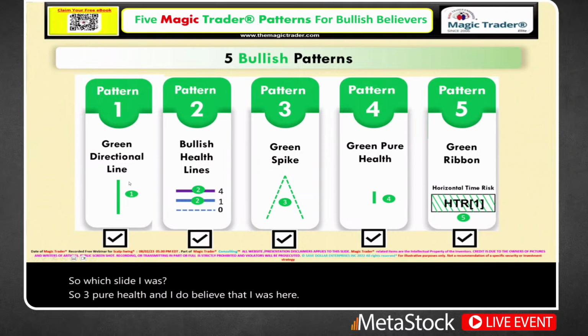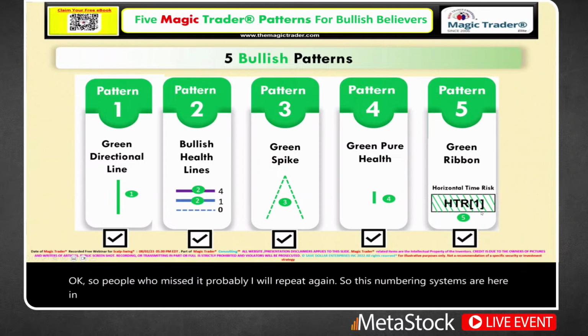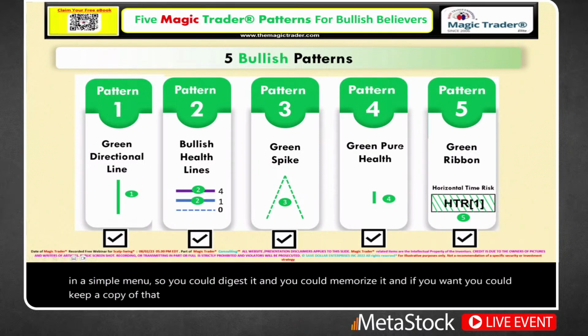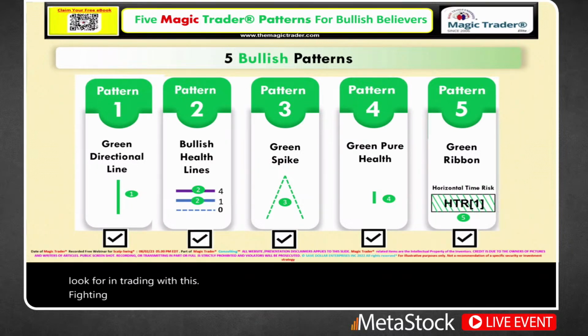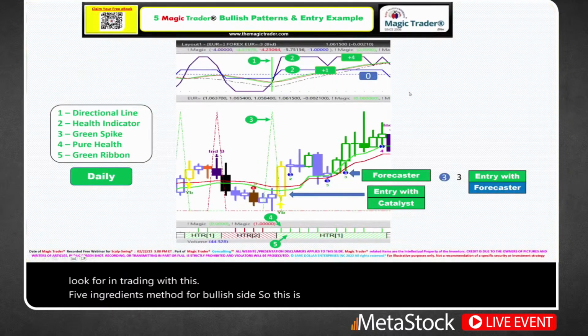Okay, so for people who missed it, I will repeat again. These numbering systems are here in a simple menu, so you could digest it and memorize it. And if you want, you could keep a copy of that because you're going to have a recording. So this is what you need to look for in trading with this 5 ingredients method for the bullish side. You could see this slide for the chart.